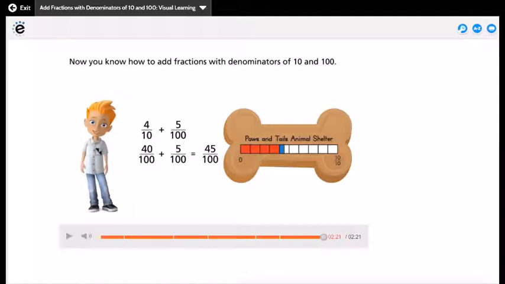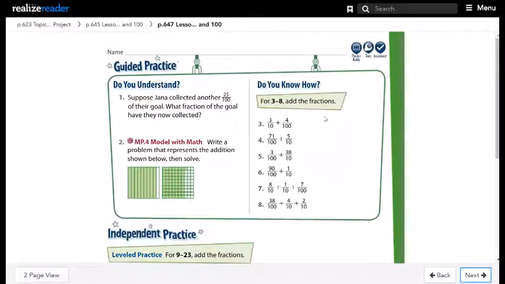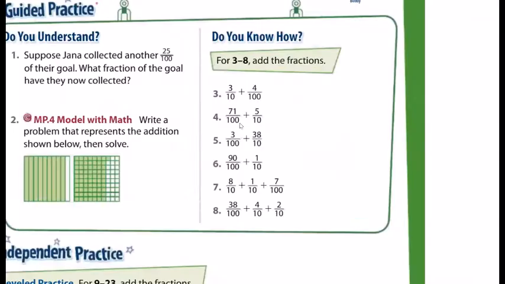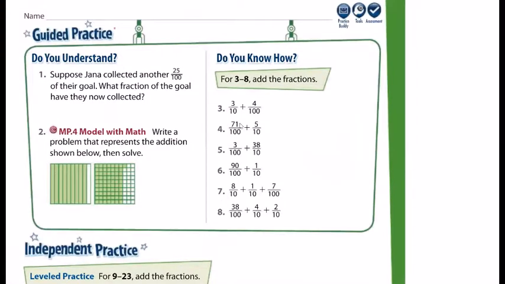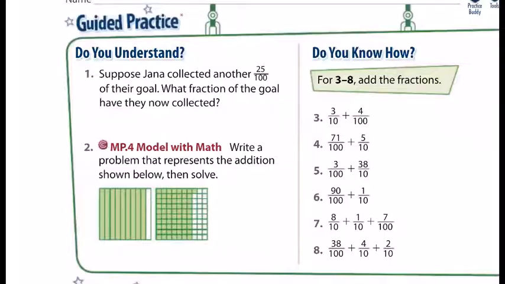Let's move to the questions in the book. Page 647. For 3 to 8, add the fractions. Or before moving to 3, let's solve number 2. Question number 2: write a problem that represents the addition shown below, then solve.